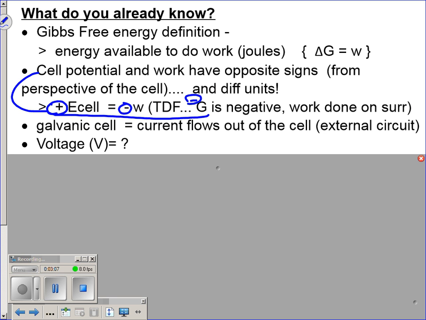Voltage I mentioned earlier, and we use that unit for cell potential. But what was a volt? I mentioned this yesterday or the day before. Okay, amps. Amps are coulombs per second. That's amperes. What are we measuring with volts? What are you hoping to get out of a battery? Joules. You're going to get energy, right?